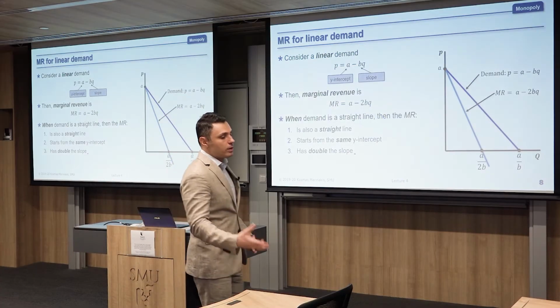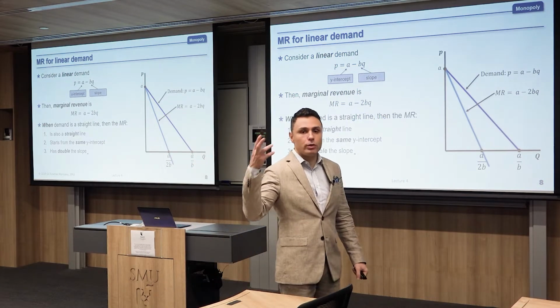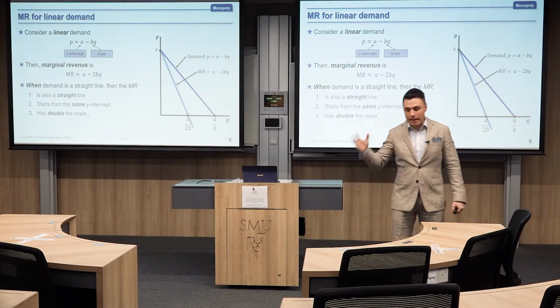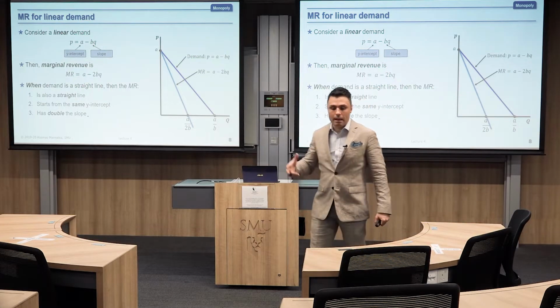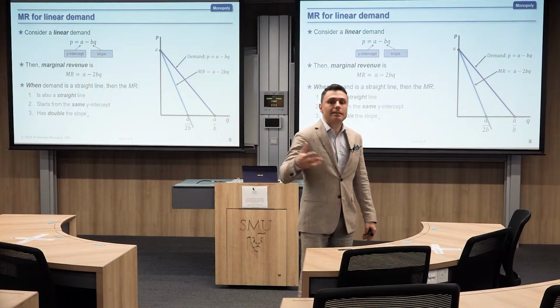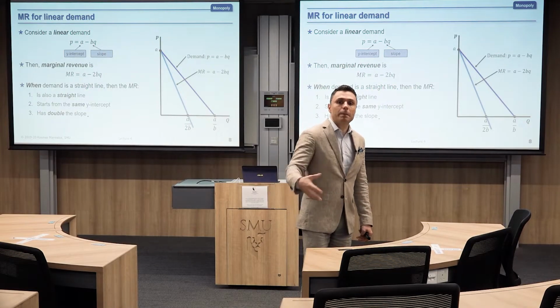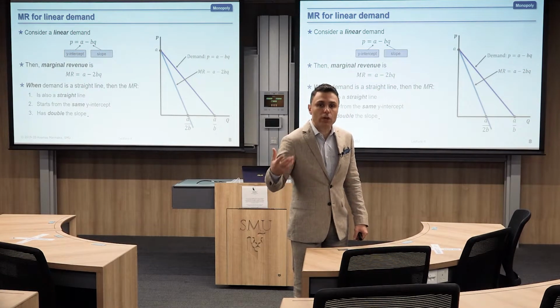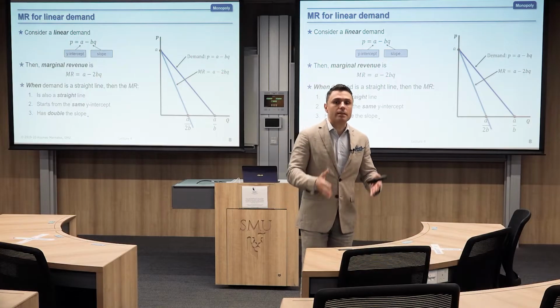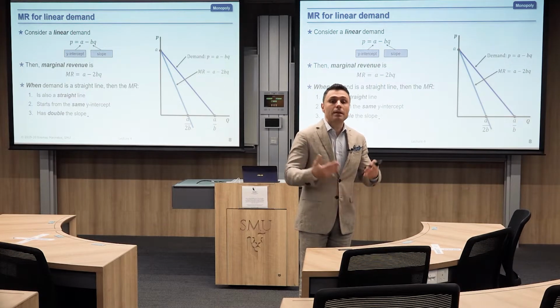I refer to this very often because we use it again and again and again. I refer to this as the same intercept, double the slope recipe to get the marginal revenue curve. It's very easy. You just take the same intercept and you double the slope, and there you go with your marginal revenue. Very, very easy. It's the easiest thing that you can actually do in this course.